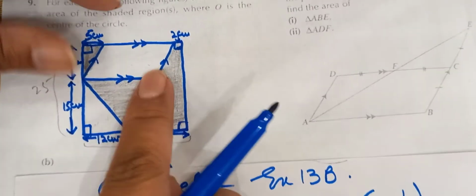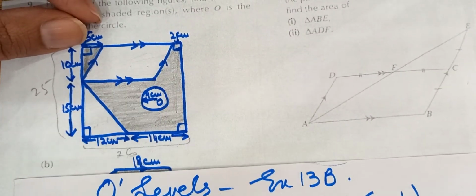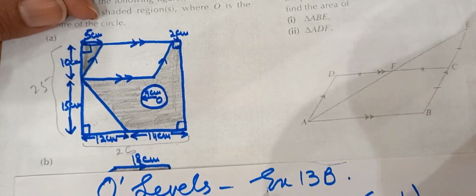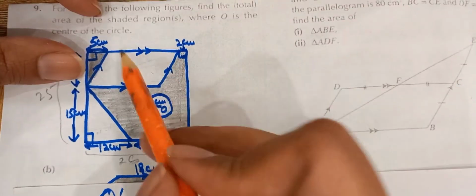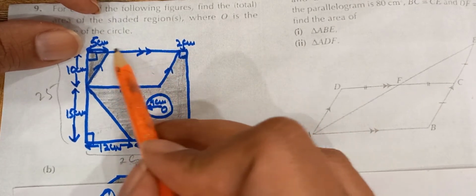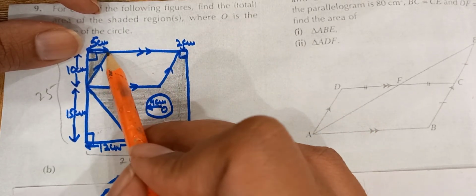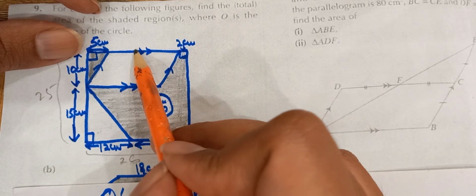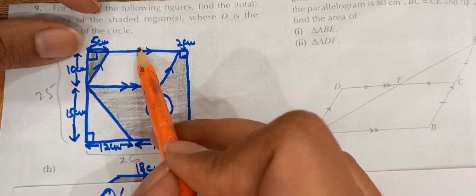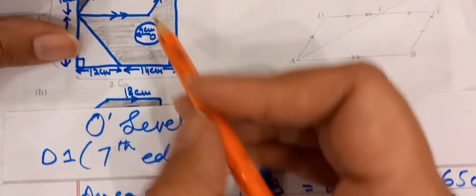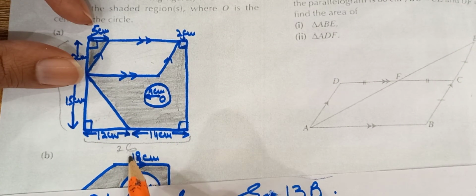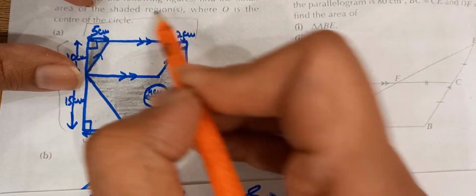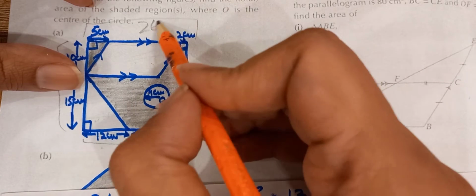Now I will calculate the area of this parallelogram. They have not given us the dimension of this line of the parallelogram, but it's very easy to calculate, as we know that the total measurement of this line is 26. 12 plus 14 is 26. So this entire line is 26 centimeters.